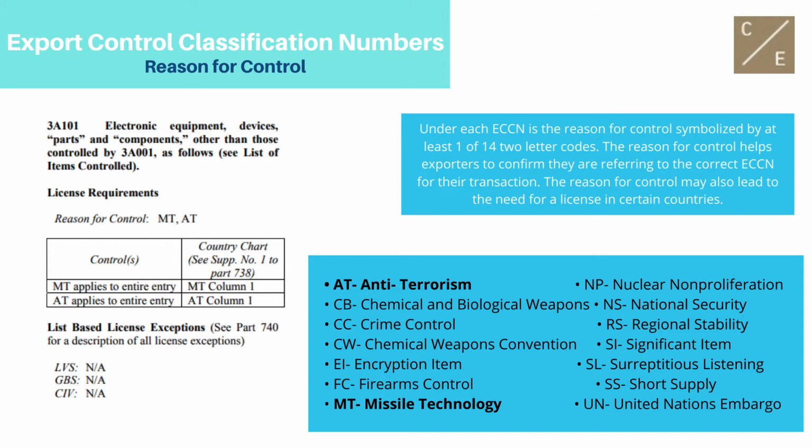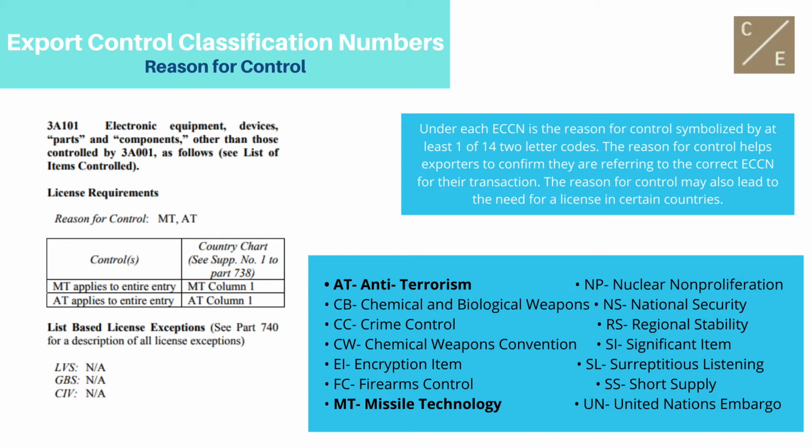Under each ECCN is the reason for control symbolized by at least one of 14 two-letter codes. The reason for control helps exporters to confirm they are referring to the correct ECCN for their transaction. The reason for control may also lead to the need for a license in certain countries. The example given has MT and AT listed for the reasons for control. AT is anti-terrorism and MT is missile technology.